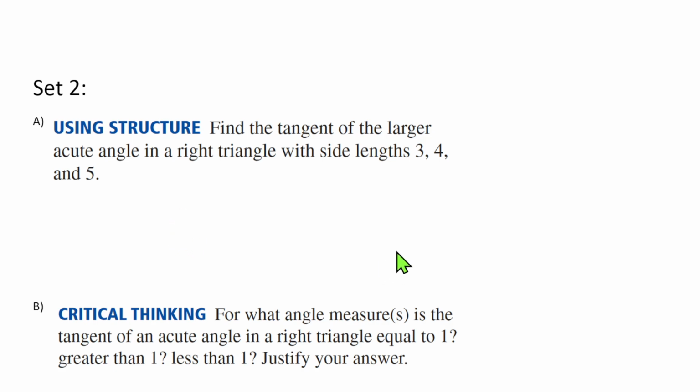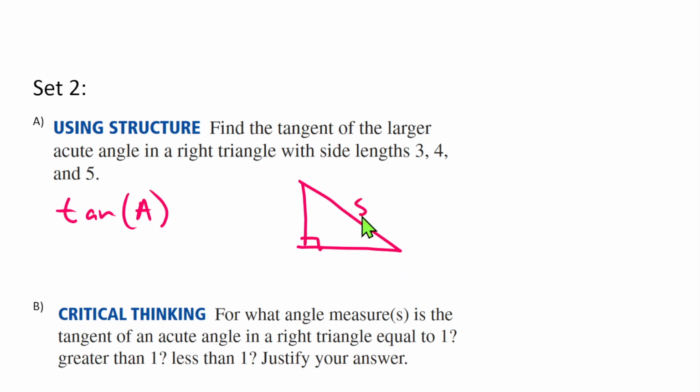Now, these ones are really good word problems. Find the tangent of the larger acute angle. So what they really just want is the tangent of the larger angle. We'll call it angle A, in a right triangle with sides 3, 4, 5. So let's just sketch that triangle. Of course 5 is the hypotenuse. We'll make the other sides 3 and 4.